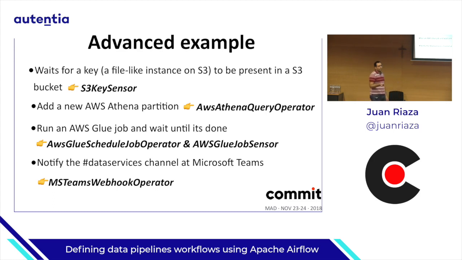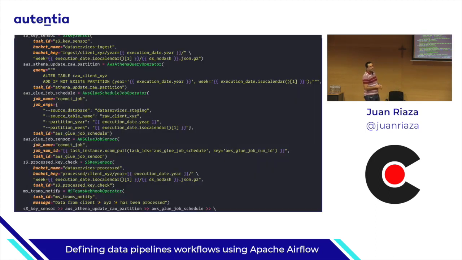But we could develop our own operators as well. In this case, I've already done an AWS Athena query operator, an AWS Glue schedule job operator and sensor, plus a webhook operator to integrate with Microsoft Teams. There's already a built-in Slack webhook operator, so you could just notify your data services Slack team about the status of your DAG.